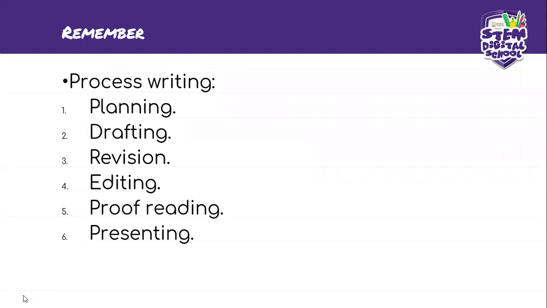Okay, so remember in the previous lesson, we went through the process writing method. So I had to bring it up again to bring up the steps. Remember, number 1 is planning, 2 is drafting, 3 is revision, 4 is editing, 5 is proofreading, and 6 is presenting. We are not going to go through these steps today, but I just had to remind you that you should have them at the back of your mind as we go through today's lesson. And you will realize that we will be applying the steps of our process writing method.